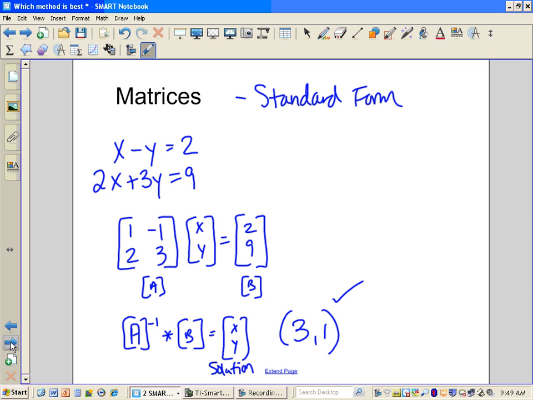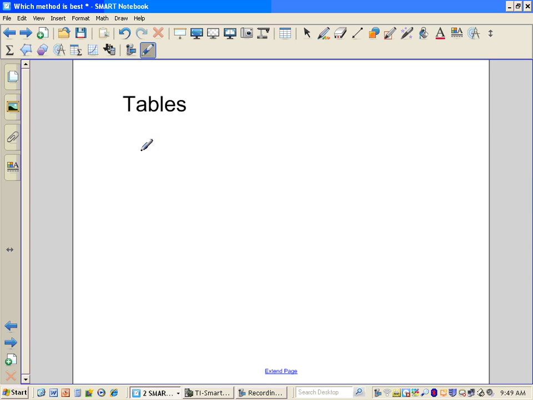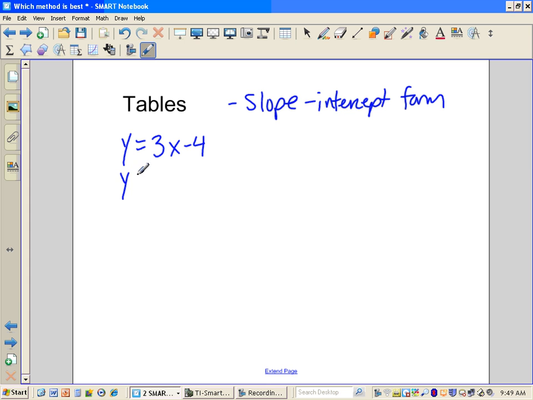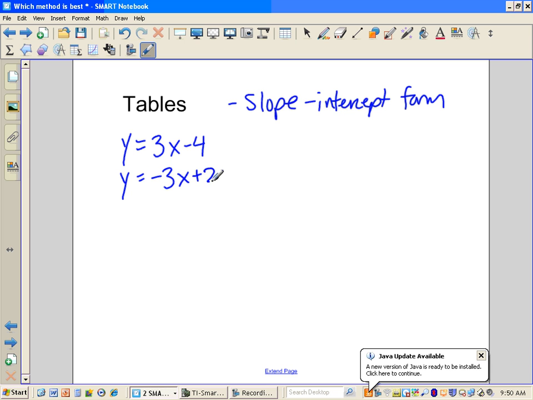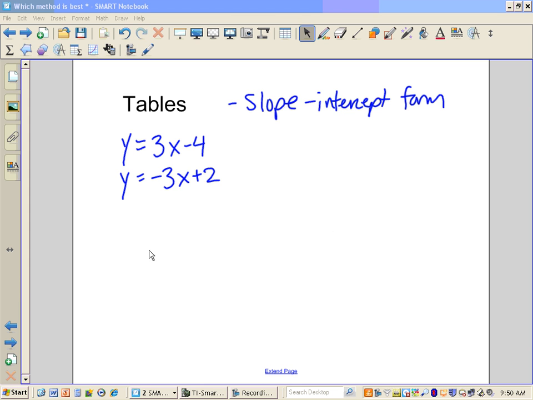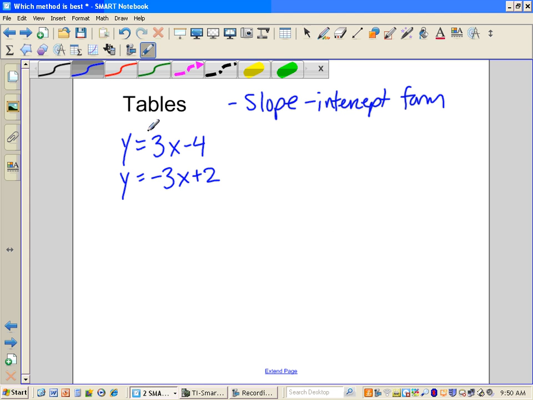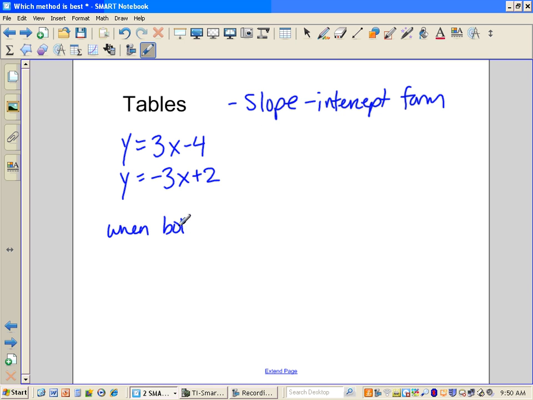All right, how do we do tables? If we go to the next example, tables work really well when both equations are in slope-intercept form, that y equals mx plus b form. So let's say I have y equals 3x subtract 4 and y equals negative 3x plus 2. Let's go to the calculator. You're going to look to see in the calculator when both y values are the same. Okay, so back to the calculator.